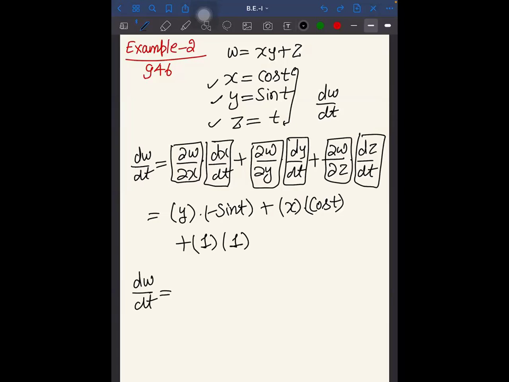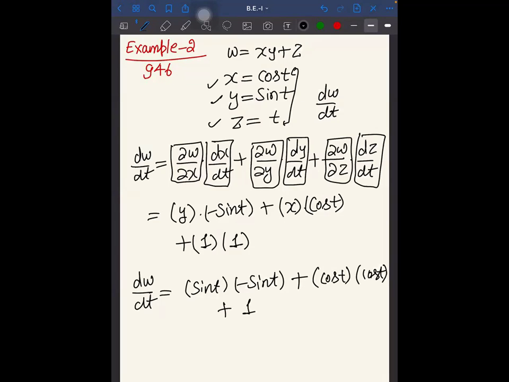If you want to find out the value of y in terms of t, that is sin t. Sin t into minus sin t, right? Cos 2t. So now what is x? Cos t into cos t plus 1.